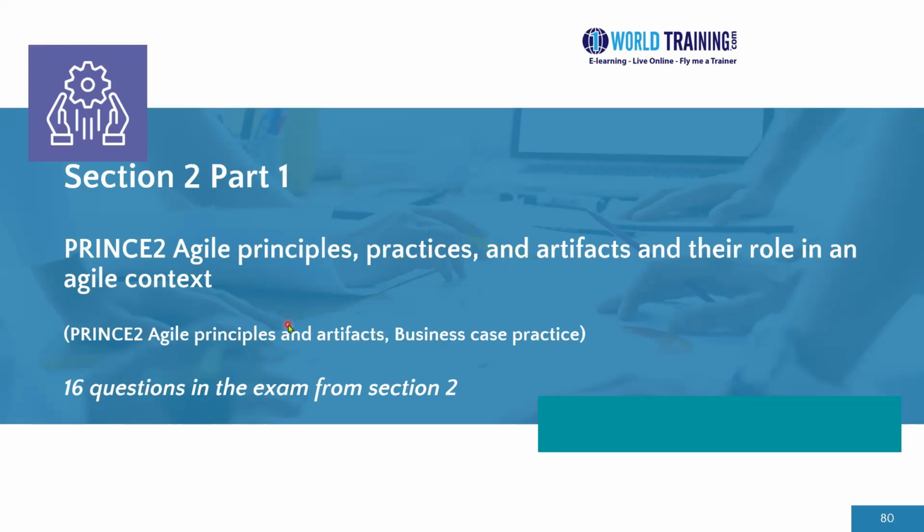There will be 16 questions in the exam from this section 2 overall, including all the 7 parts that we will go through. And we will now begin with the first part here, which will be particularly about the PRINCE2 Agile principles, how they work from an Agile perspective. These are based on the PRINCE2 Project Management principles, but tailored to PRINCE2 Agile for the Agile environment. And then we will also cover the business case practice, the first to start with as a practice.